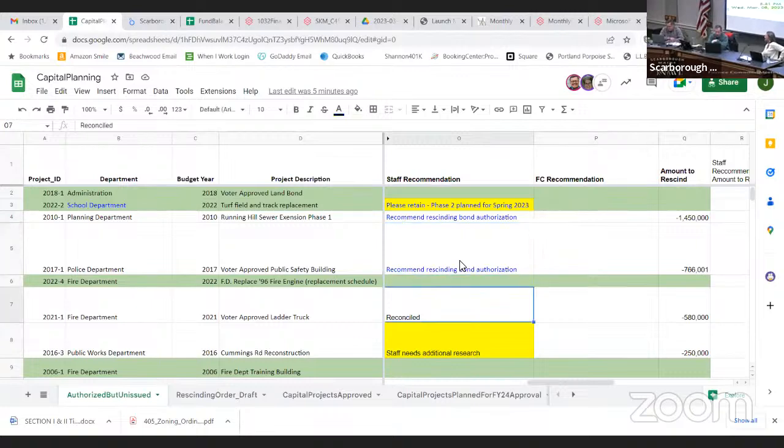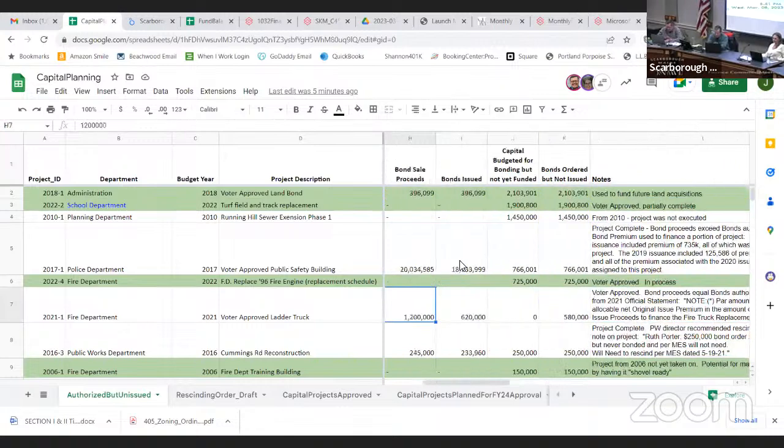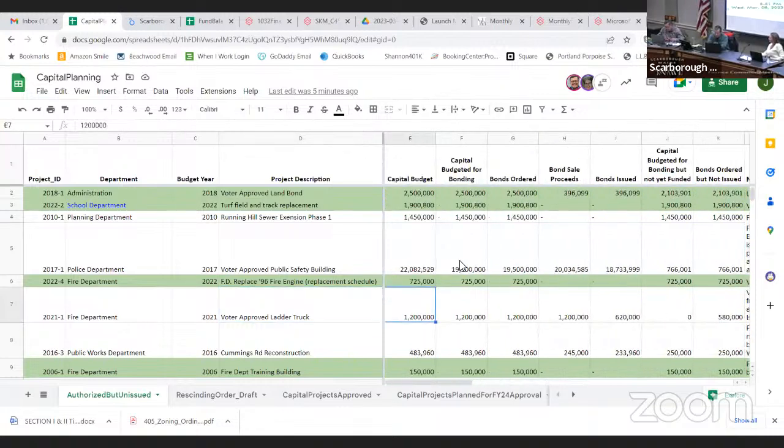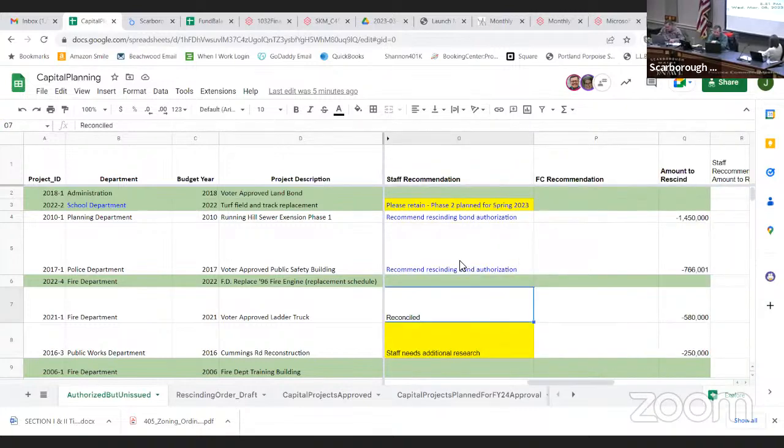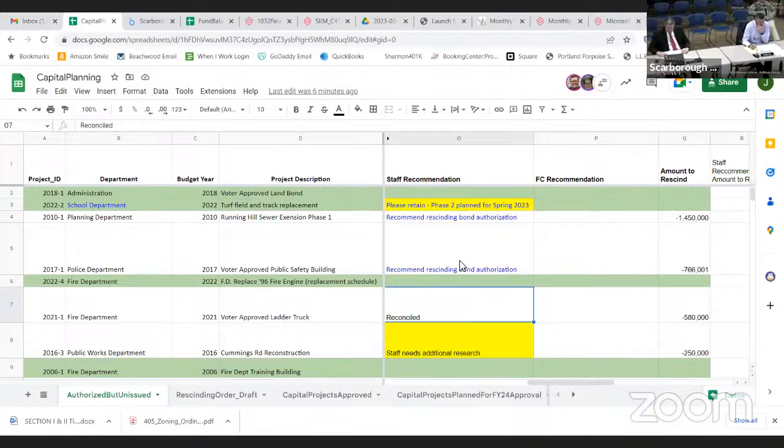I also wanted to, before we get to Gorham Road, the voter approved ladder truck. We asked for 1.2 million and that 1.2 million has been funded. It's just been funded through a combination of bonds and bond premium. You had this still tagged as reconciled, Tom. Are you okay with rescinding the remaining authority? I don't think those are my words. I'm not sure who put that in. Yeah, that truck is in service.